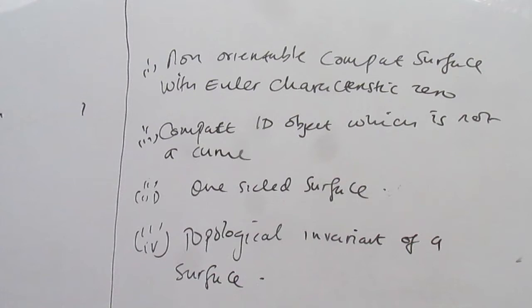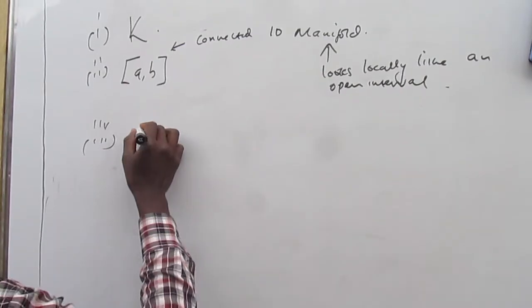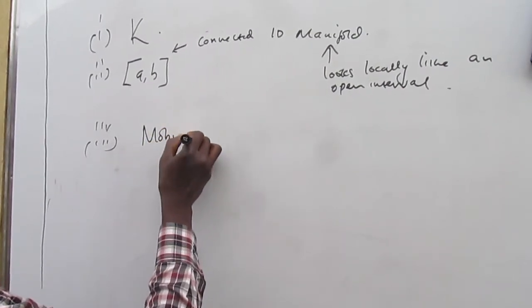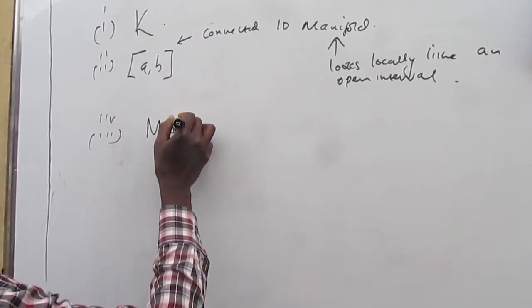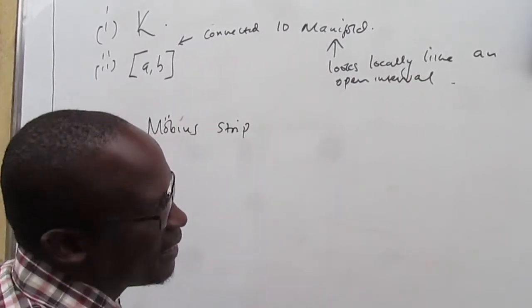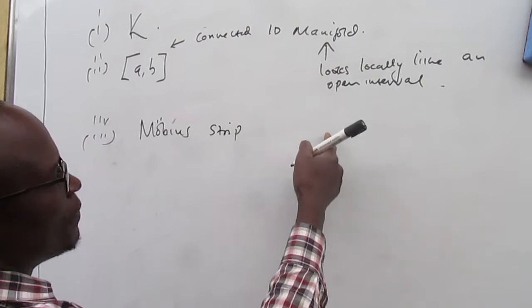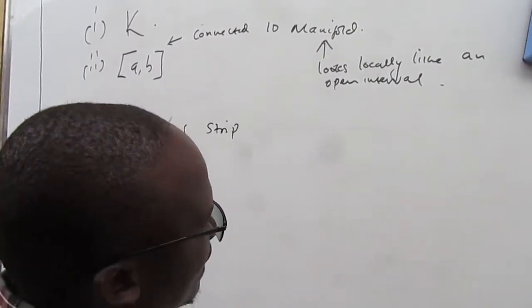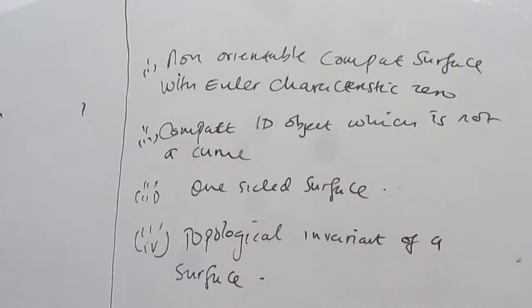Now a one-sided surface, an example of a one-sided surface is the Mobius strip. And in this case, you simply mean the Mobius band with the boundary removed. And then finally, for a topological invariant, the example I'm going to give is a genus.